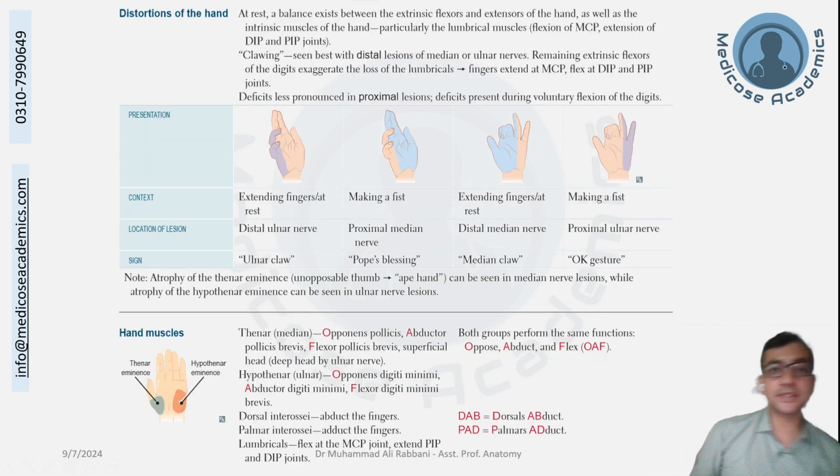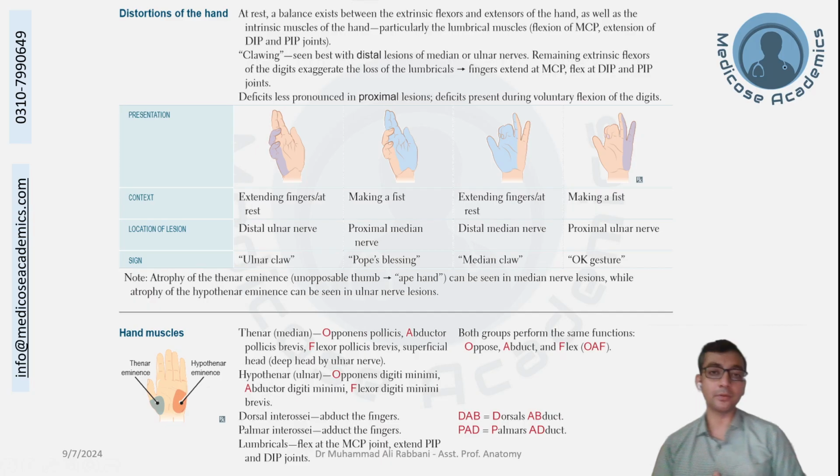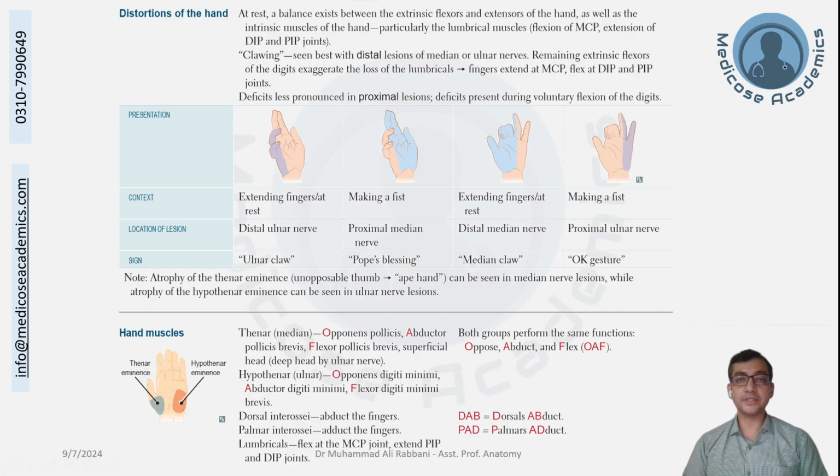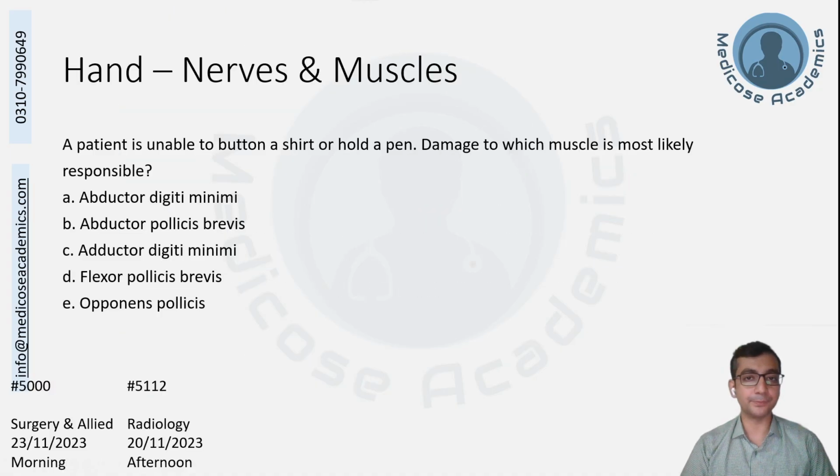I am not going to discuss this in detail, but this is a picture from First Aid, and that summarizes a lot of injuries of nerves. You can join our course and look for the detailed lectures of the upper limb where I have discussed all of them individually.